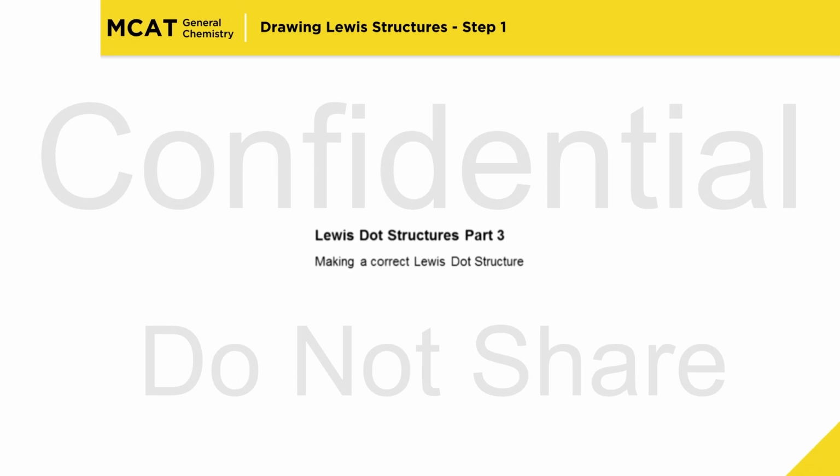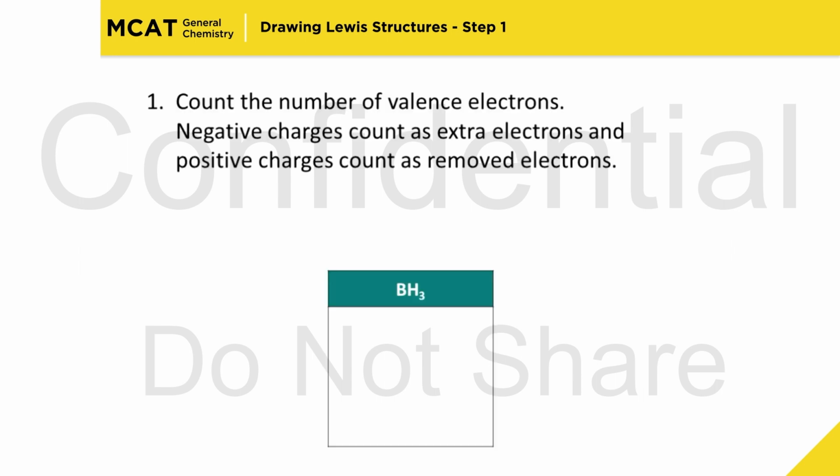In this video, we'll be reviewing Lewis dot structures and going through an example of how to create a Lewis dot structure. Now, the first step in making a proper Lewis dot structure is to determine the number of valence electrons on the molecule. Negative charges are going to count as extra electrons, and positive charges are going to count as removed electrons. In this case, we're talking about boron trihydride.